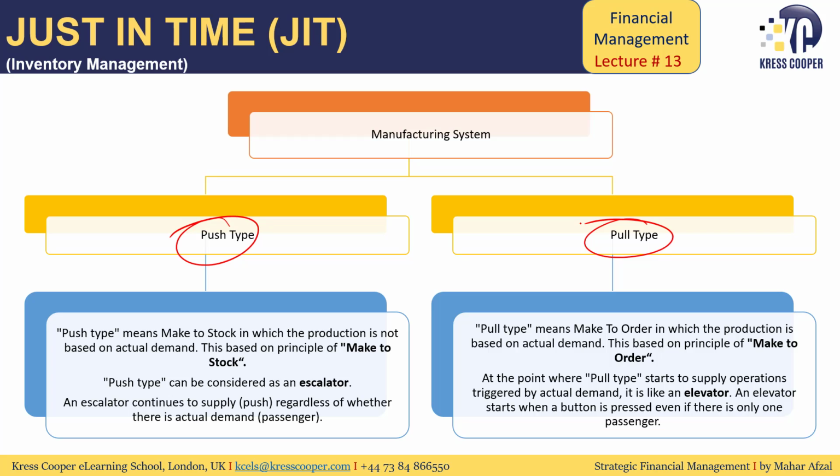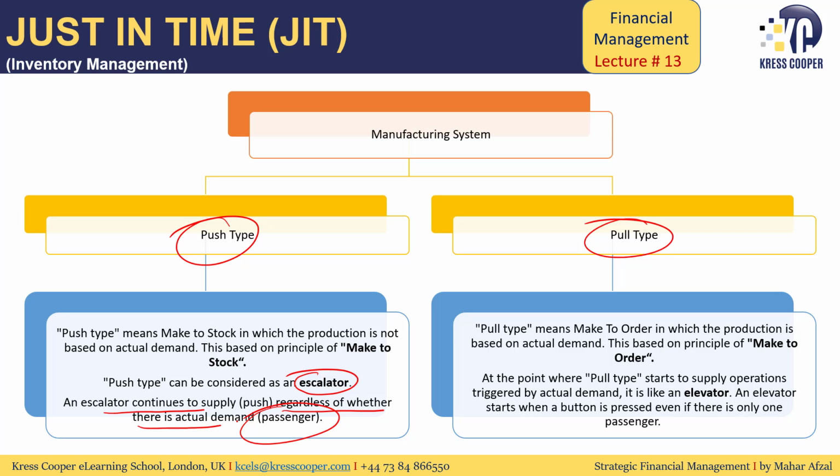They say the push type manufacturing system is like an escalator. An escalator continues to supply regardless of whether there is an actual passenger or not. It keeps working; it doesn't matter whether there is a passenger or not. In the same way, a push type manufacturing system will keep manufacturing. It doesn't matter whether there is demand or orders in the market or not.